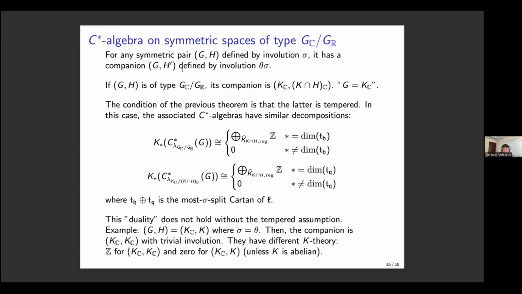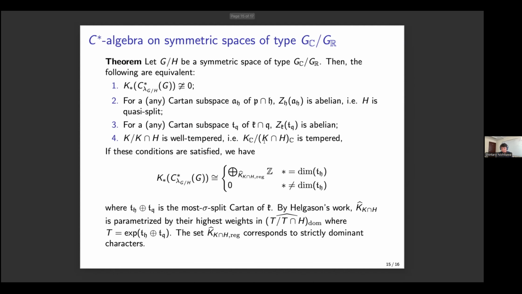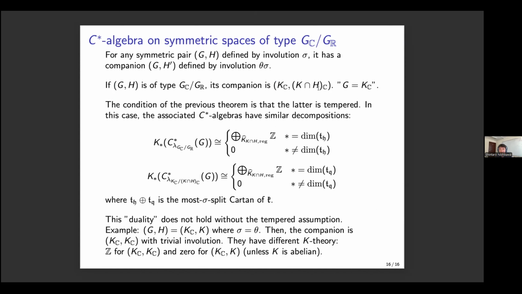So there's a companion, and there's duality. If you do it twice, then you go back, so there's a nice duality between the two. If G mod H is of type GC mod GR, you get the companion KC mod K cap HC, which appeared in the condition KC mod K cap HC tempered. This companion is the complex homogeneous space whose real part is the compact symmetric space K mod K cap H. The condition of the previous theorem that the K series is non-zero was precisely that this pair is tempered, so the symmetric space is tempered.